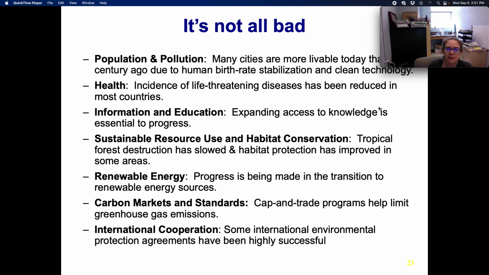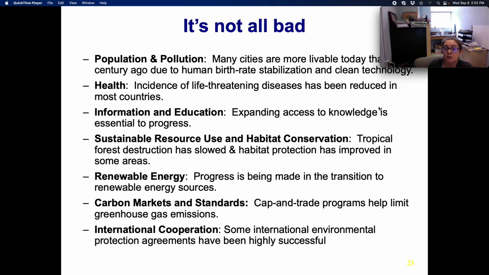Our access to information and education is unprecedented in this time. We have, with the internet, access to more information than anyone's ever had access to before us. We also have a lot of access to education. A lot more people are getting an education than they were even decades ago. We've also gotten a lot better at sustainable resource use and habitat conservation. Tropical forest destruction has slowed, and habitat protection has improved in some areas.